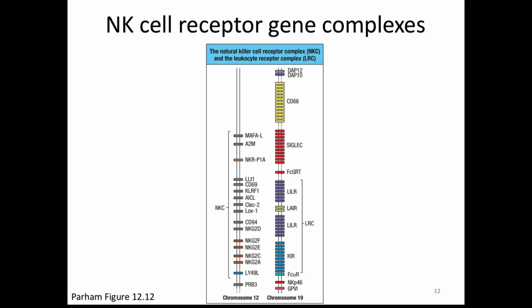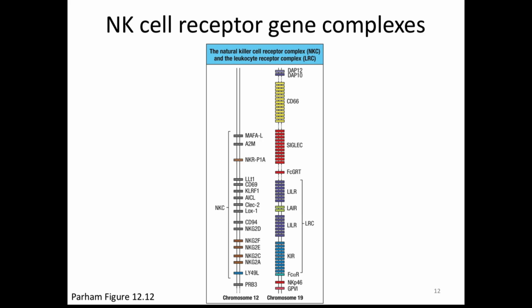I told you that MHC is the gene in humans that has the largest number of alleles. So there's a lot of variation between MHC from person to person. It turns out that after MHC, the next most is NK receptors. So there's also a lot of variation in NK receptor genes from person to person.